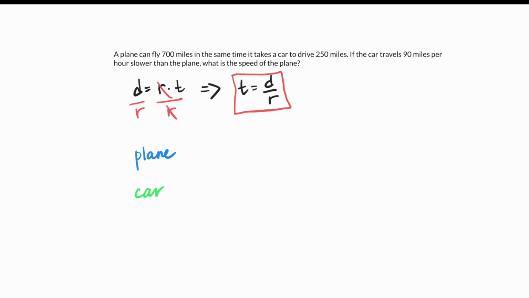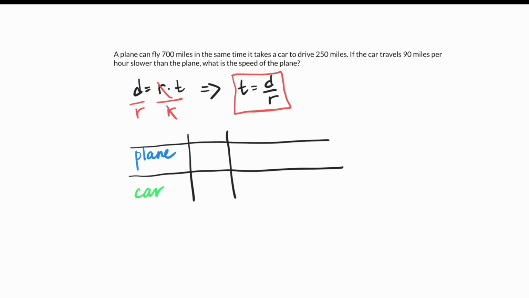So for our formula, we need the distance, the rate, and the time. So I will just create a little chart here that will describe all of the information that I have for the distance, the rate, and the time of both. So the distance of the plane right here is 700 miles, and then the car is 250 miles. So I'll record that in my chart.